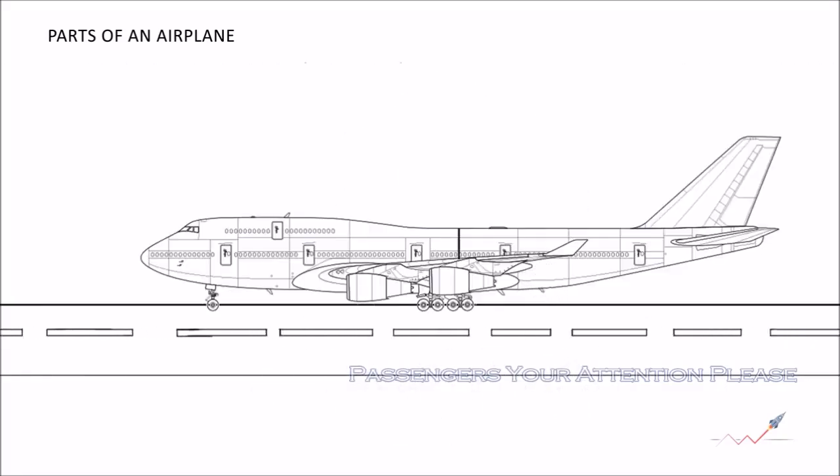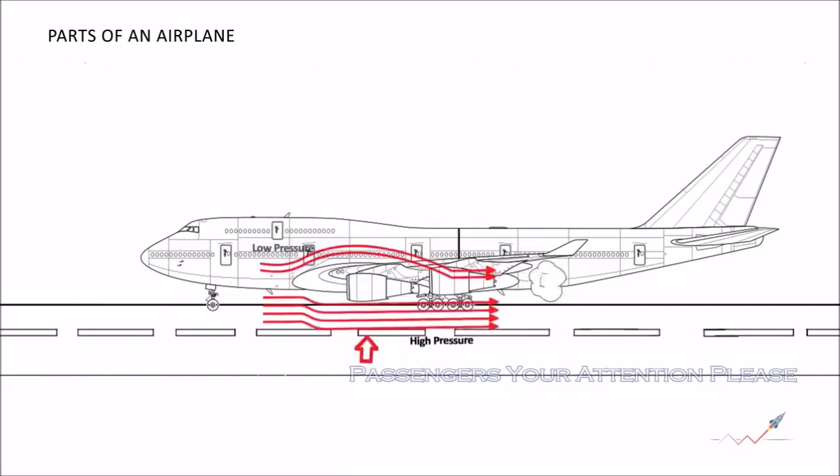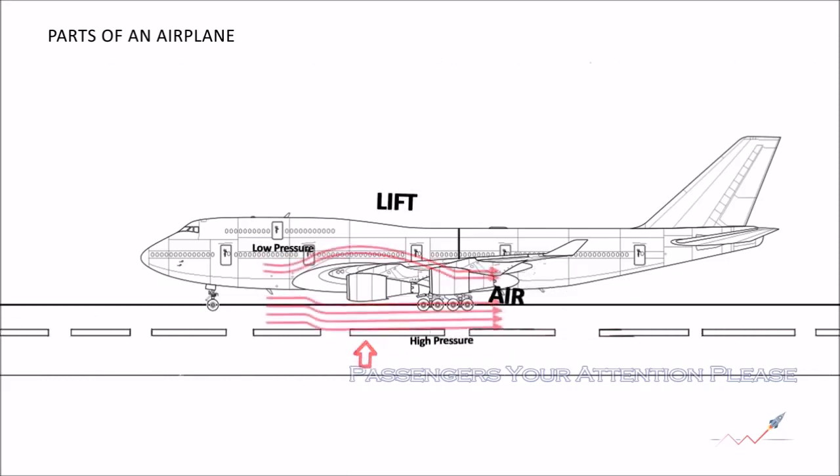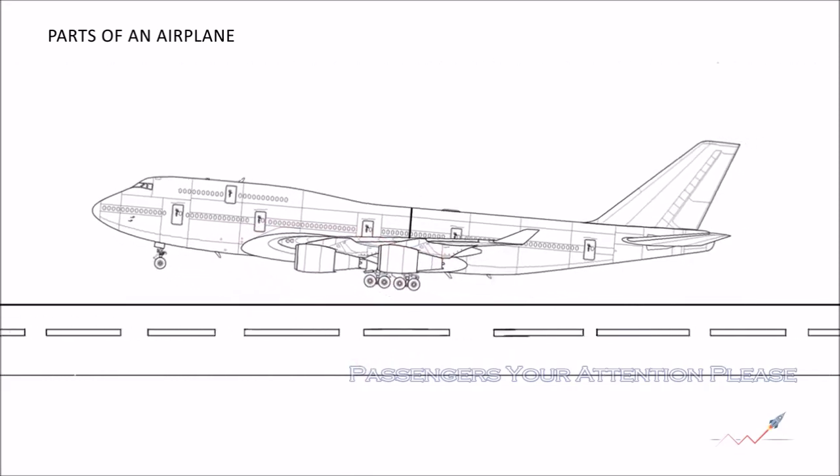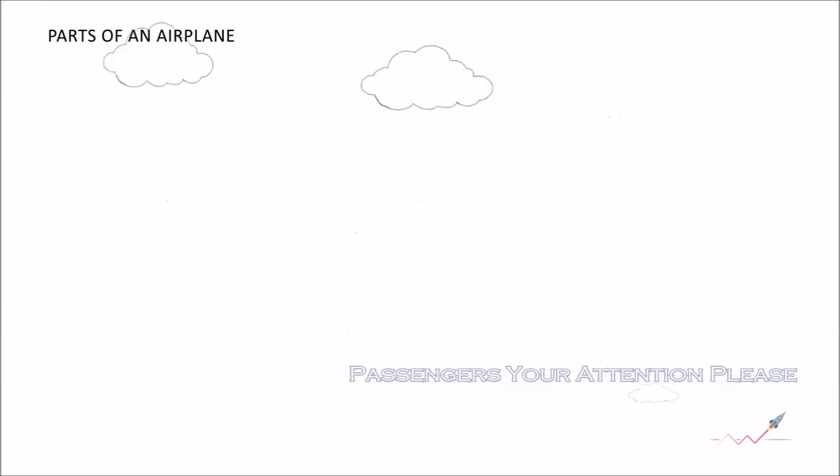As the airplane rolls down the runway, higher pressure and more upward force is produced below the wing, and lower pressure and lesser downward force above the wing. The net result is the lifting of an airplane.